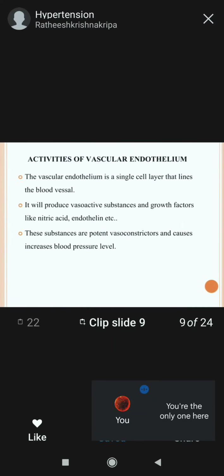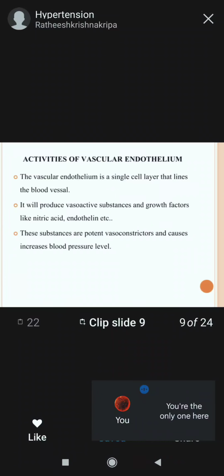Okay, so we go through the activity of the vascular endothelium. The vascular endothelium is a single cell layer that lines the blood vessels. It produces vasoactive substances and growth factors like nitric oxide and endothelin, etc.